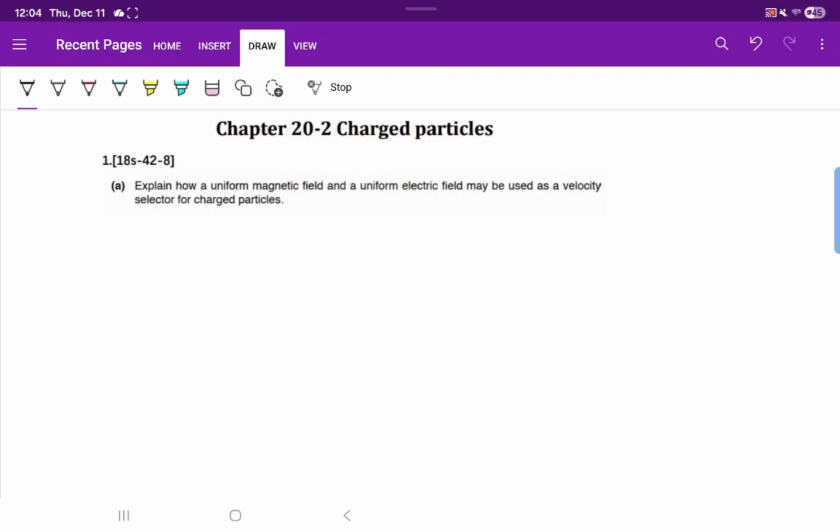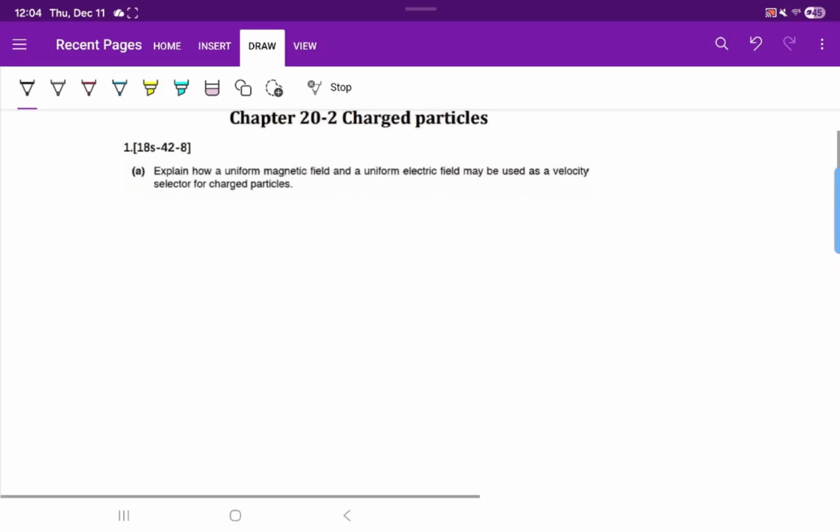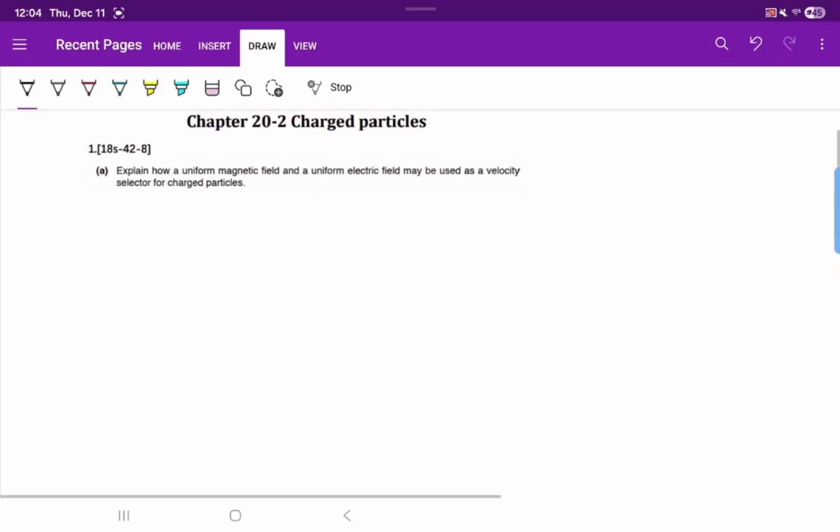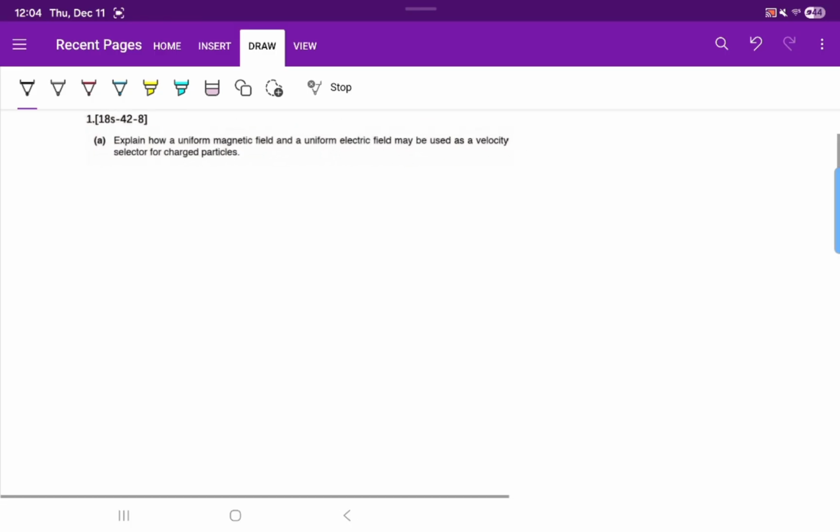In this lesson, I want to talk about how we use a uniform magnetic field and a uniform electric field to make a velocity selector for charged particles. So what is a velocity selector? A velocity selector is a tool that allows a charged particle with a specific velocity to pass through without deflection when it enters perpendicularly to both the electric field and the magnetic field. Let me show you what a velocity selector is.